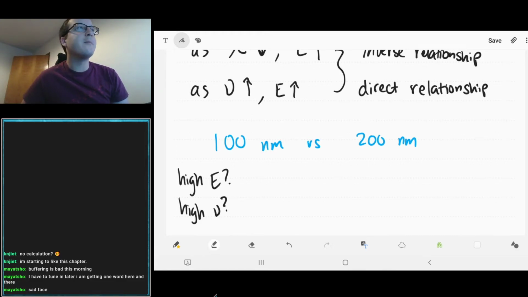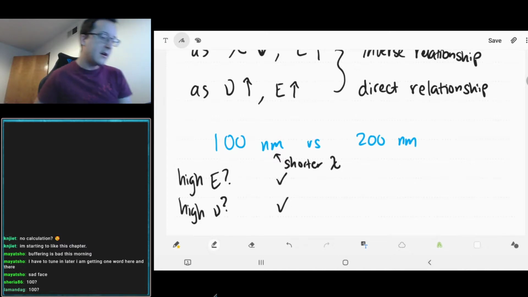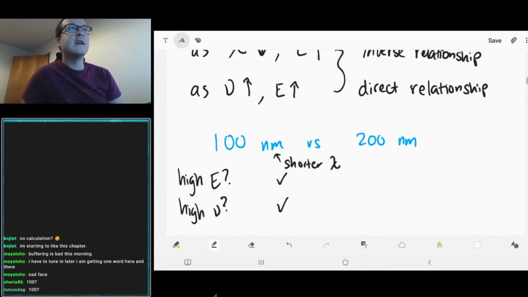What do we think here? Which one of those two is going to be the higher energy wavelength? Any ideas? Yeah, right. So this one is the shorter wavelength, right? So that should be higher energy and higher frequency than the other one.